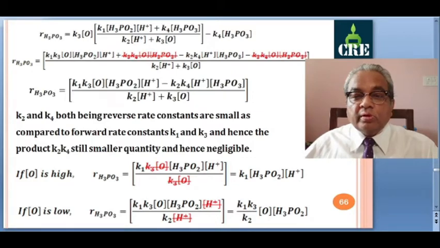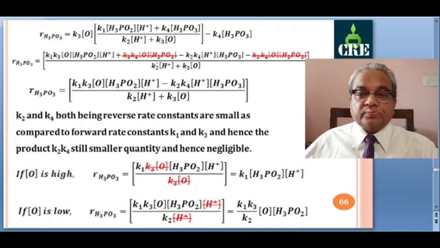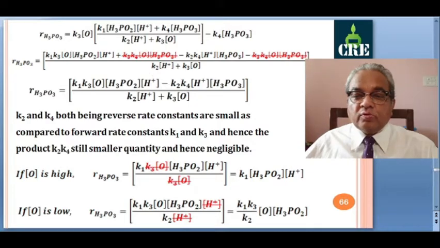concentration of [OH2PO3]. Here K2 K4 [H3PO3][H+], K3 K4 [O][H3PO3], these terms. Okay, so this is plus sign, minus sign, this cancels out, and we are left with K1 K3 concentration of [O] into concentration of [H3PO2] into concentration of hydrogen ion minus K2 K4 concentration of hydrogen ion into concentration of [H3PO3], and the denominator is the same.